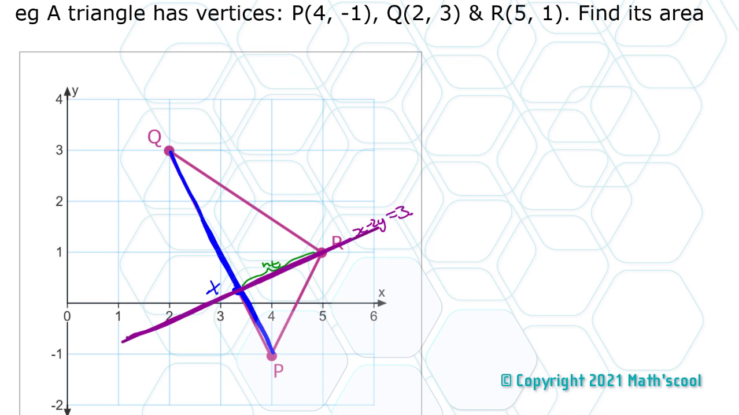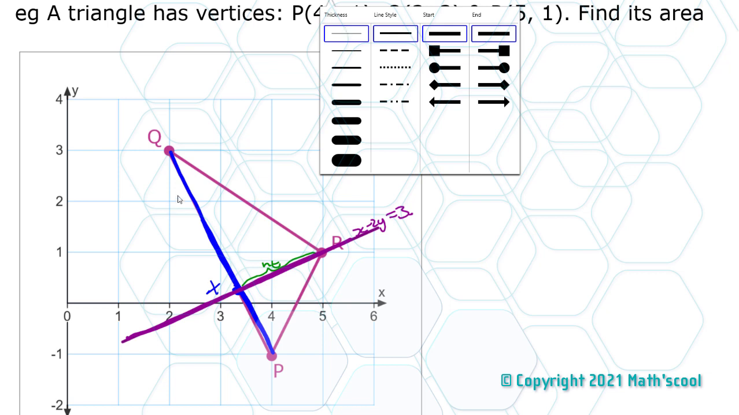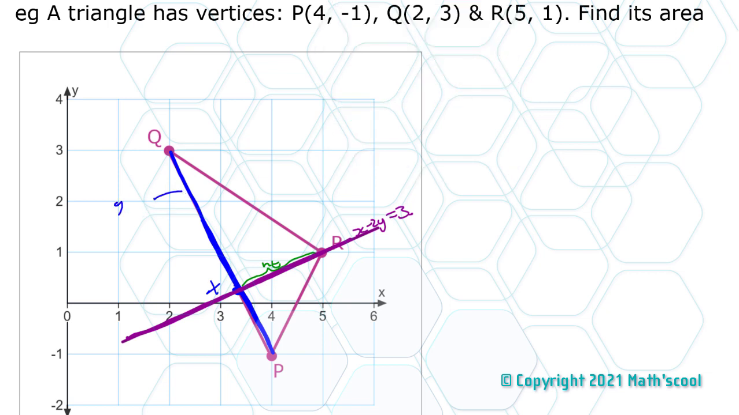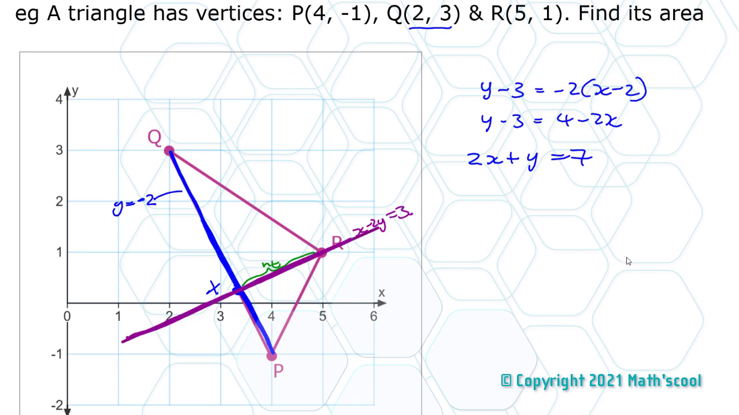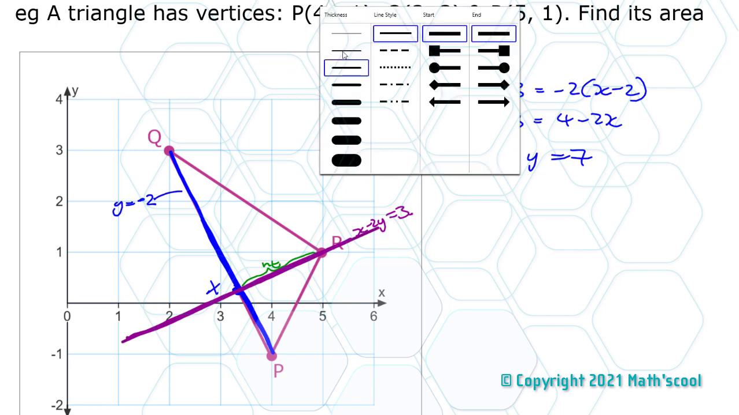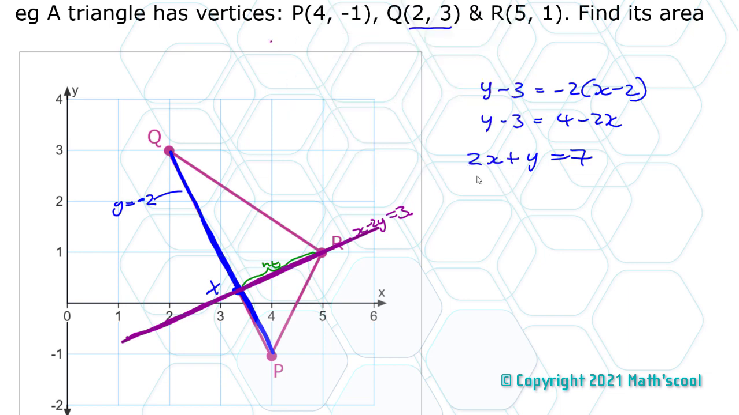I can see already from the diagram quite easily that it's got a gradient of -2. And so I can use y minus, I'll use Q, y minus 3 equals -2(x minus 2). y minus 3 equals 4 minus 2x, so 2x plus y equals 7. And then I'm going to use simultaneous equations with the other equation, which was x minus 2y equals 3.